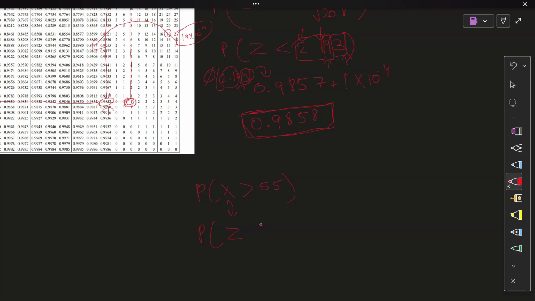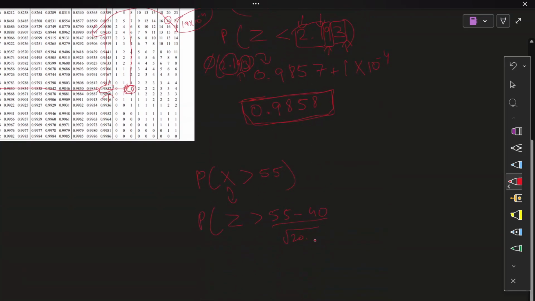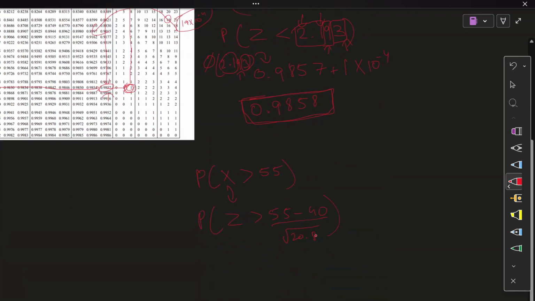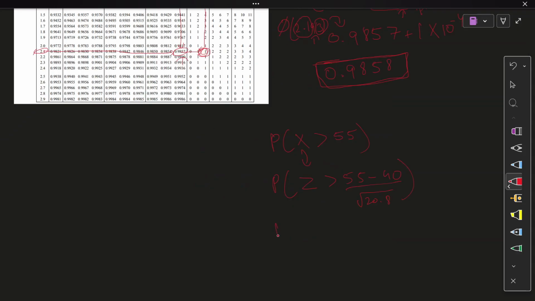So how do we do that? So Z is greater than 55. Subtract the mean, divide by standard deviation, that is square root of 20.8. We do that, then you get the answer. Okay, so the value you're getting is Z is greater than 3.289. There you go, round it off.